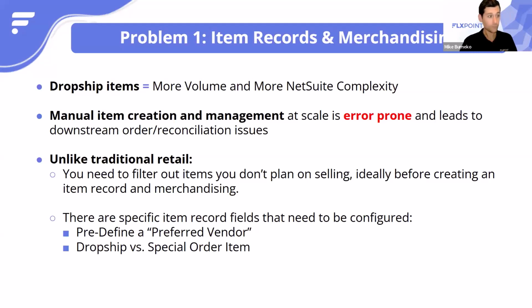And then finally, like I said earlier, there are specific fields that need to be configured when you're creating an item record for a dropship item. You need to predefine that preferred vendor. So you need to tell NetSuite at least one vendor that can fulfill the item on a purchase. And if you have multiple vendors, that's something you need to add on that item record, again calling out which specific vendor is preferred. And then, once you enable your account, which I'll get into a little bit later as well, to allow dropship or special order items, that's another field you need to define on every single item record.